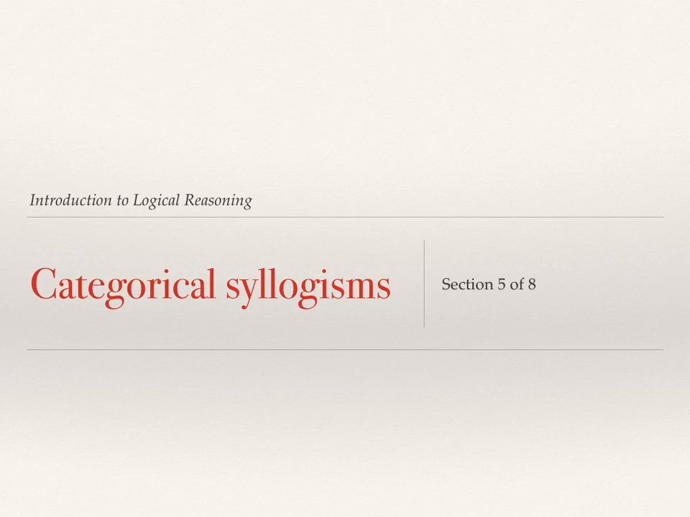Okay, in this section, we're going to deal with categorical syllogisms. Categorical syllogisms were probably the most common form of argument in logic up until the early 19th century. It goes all the way back to Aristotle, so it was the most dominant form of logic for almost 2,000 years. When we get to propositional logic in the next section, we'll see how this has come to change in some pretty dramatic ways.